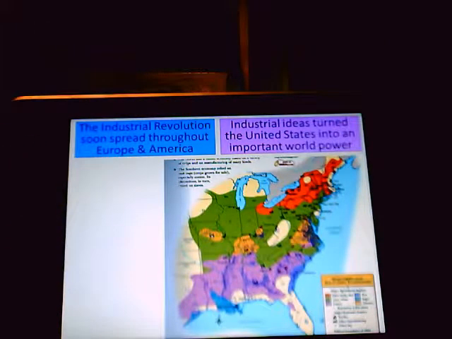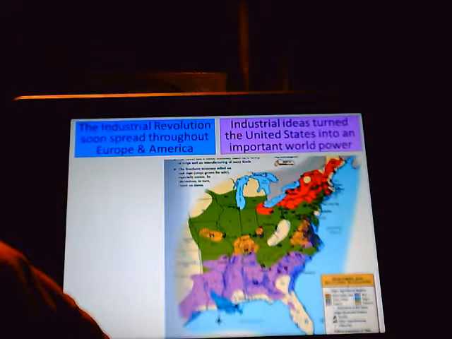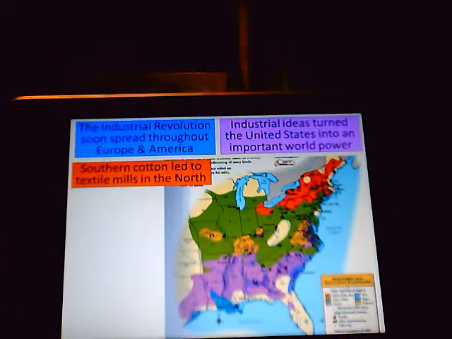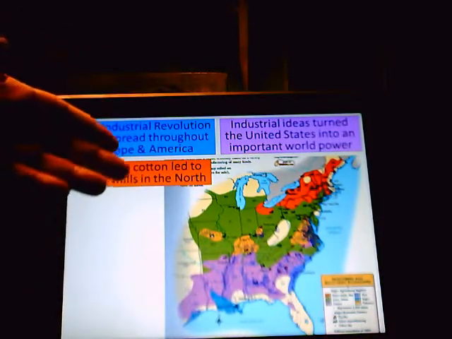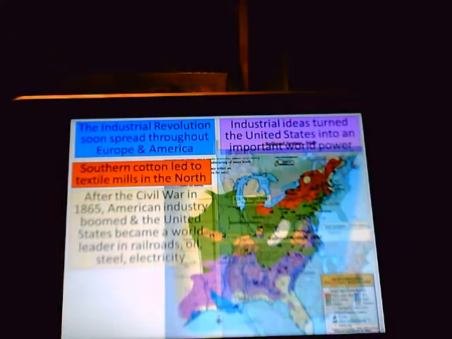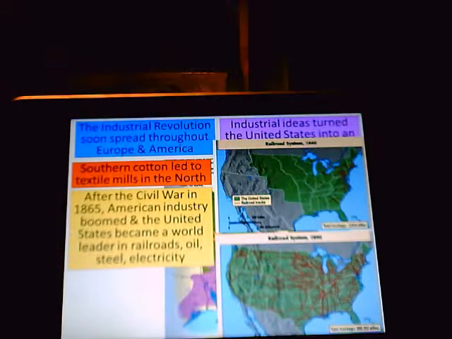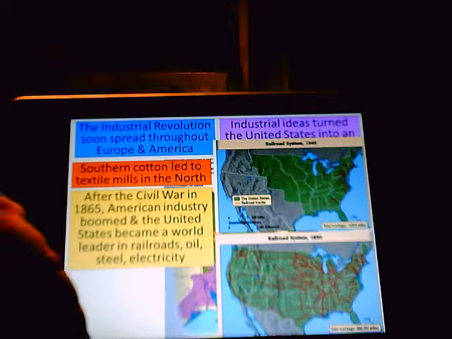And here's the spread of the Industrial Revolution in the Americas. Southern cotton led to textile mills in the north. After the American Civil War, the industry boomed even faster, as the U.S. soon became the world leader in railroads, oil, steel, and electricity.